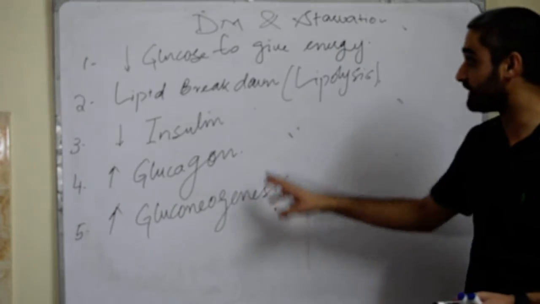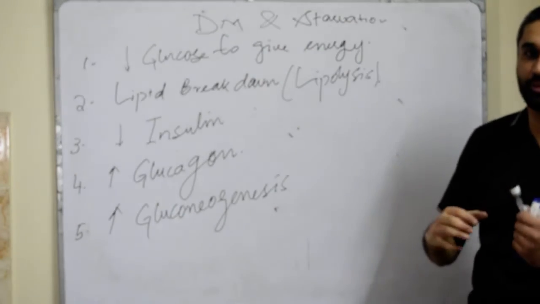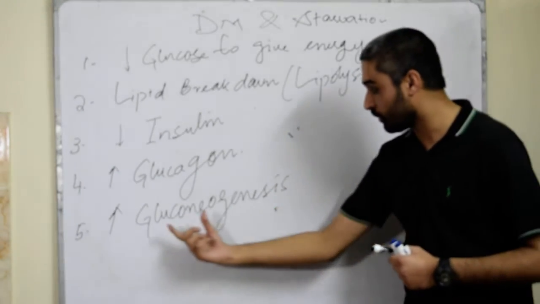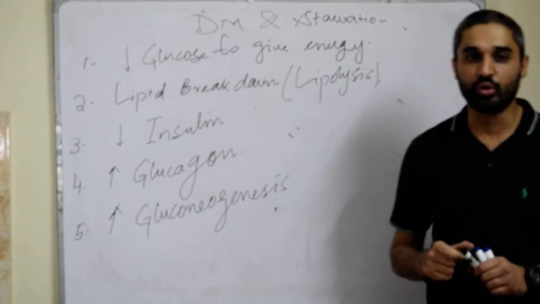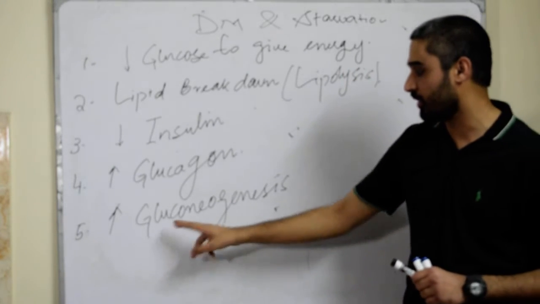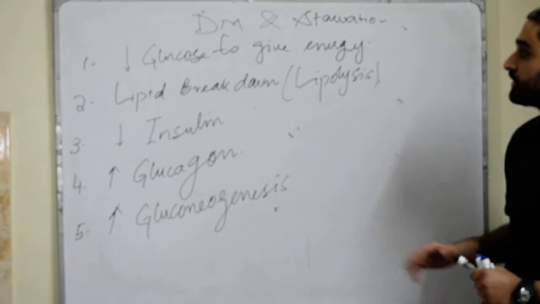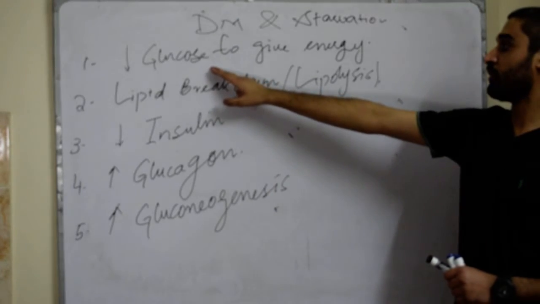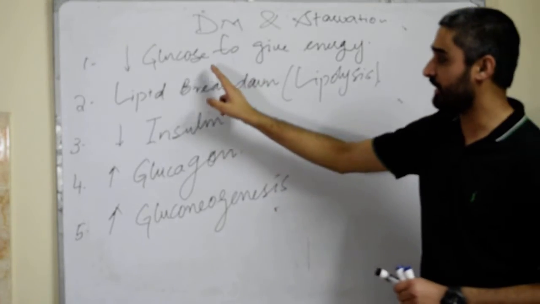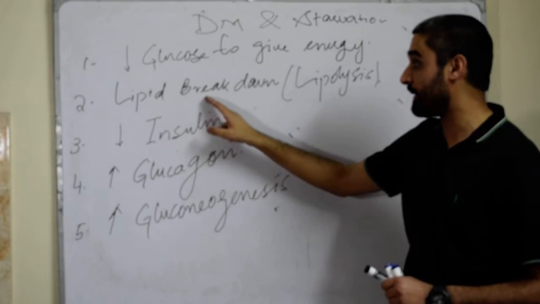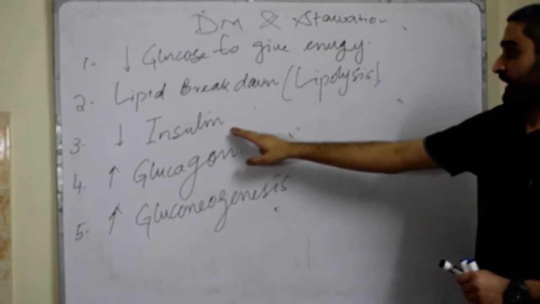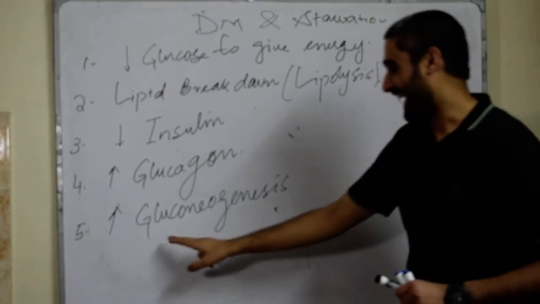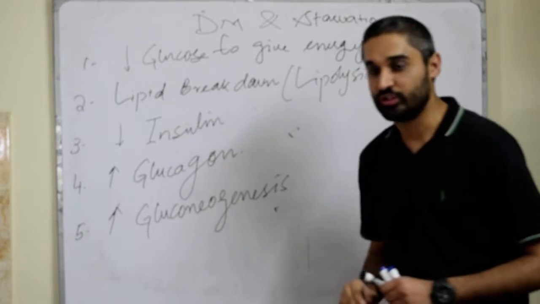In both these conditions, the body senses that the amount of glucose is less. So what does the body do? It forms glucose molecules, and this formation is called gluconeogenesis. All of these conditions are very important: less glucose to give energy, so the energy comes from lipid breakdown; insulin is less, glucagon is more, and gluconeogenesis is increased.